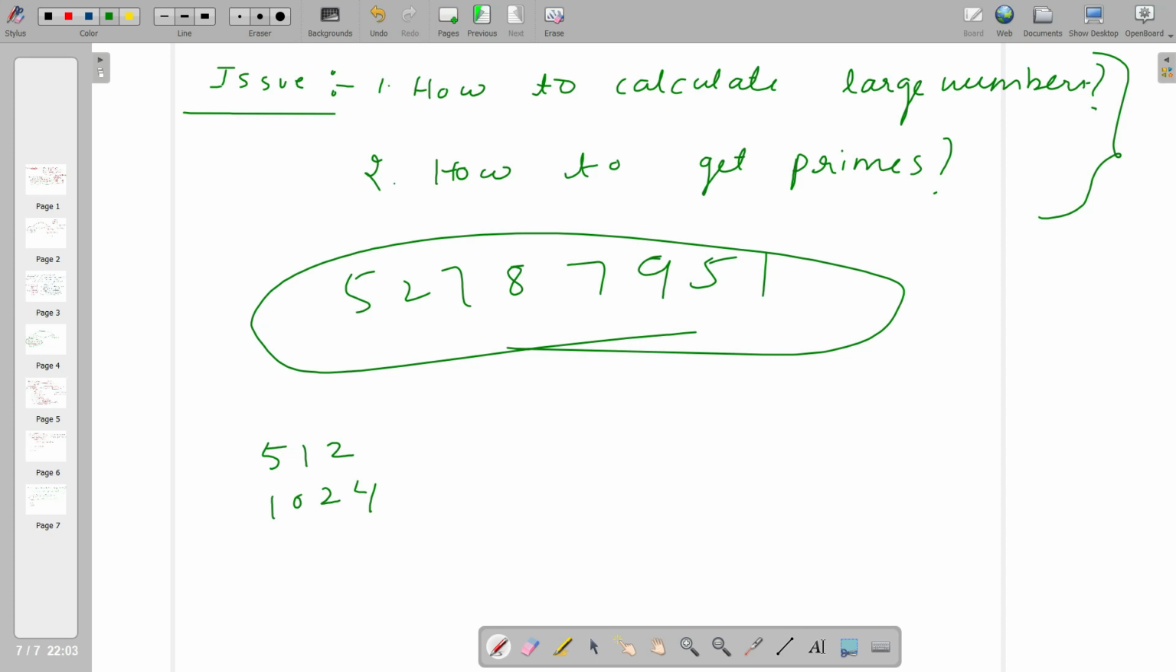So in upcoming videos we will take some examples of RSA and then we will move to primality testing.